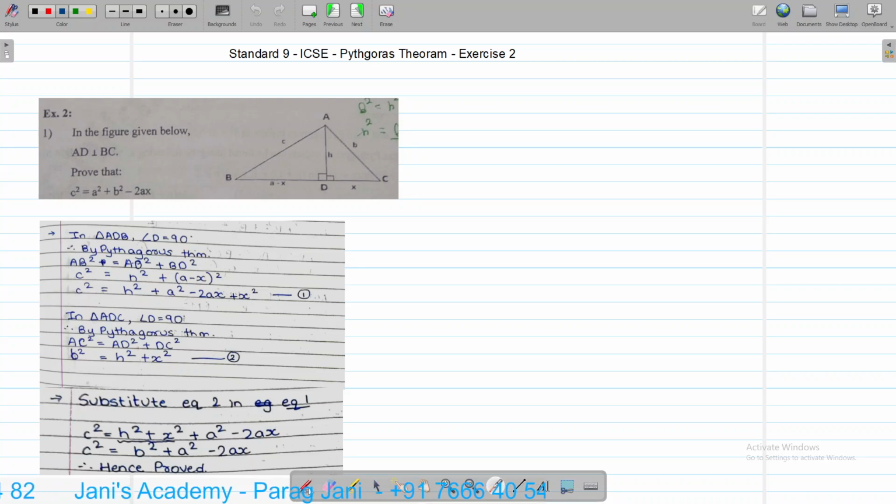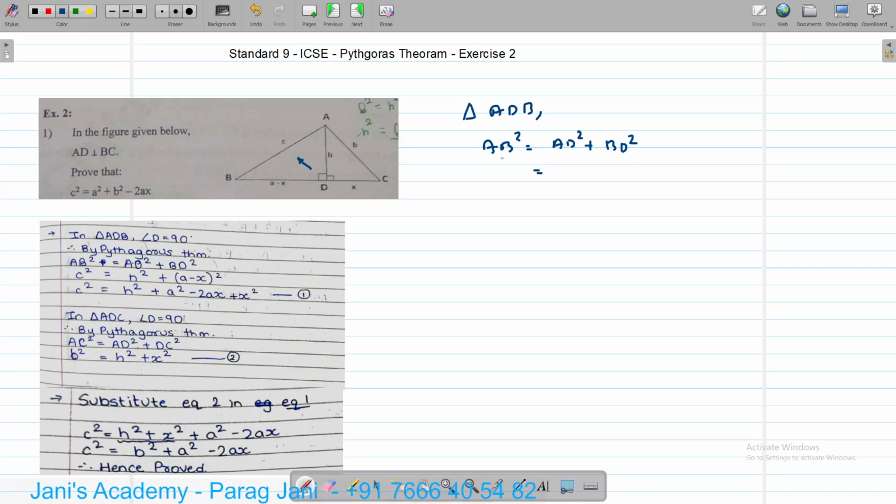So how will we prove this? First of all, you will find two triangles here. This is the first triangle, this is the second triangle. Now in triangle ADB, AB is the hypotenuse, because this is a 90 degree angle, so the opposite side is the hypotenuse. So now AB square is equal to AD square plus BD square.